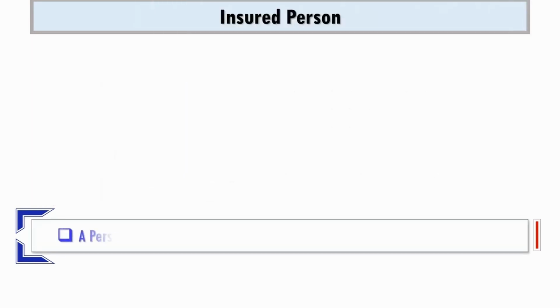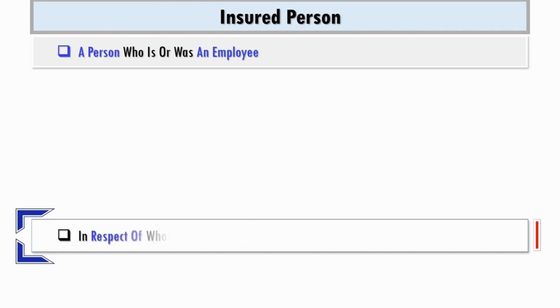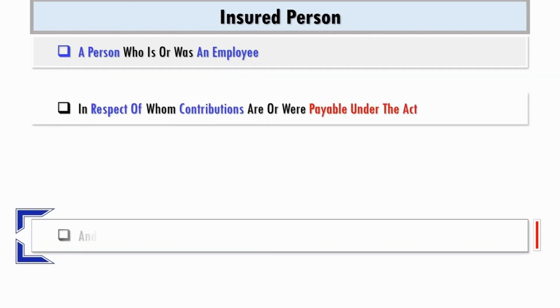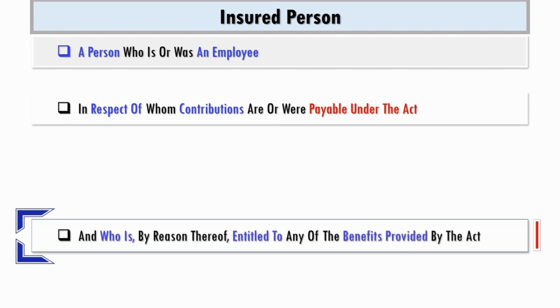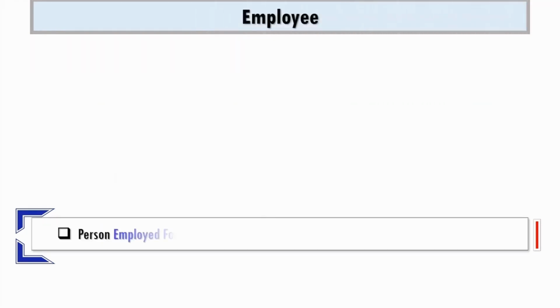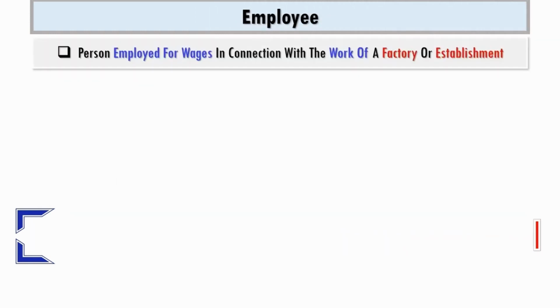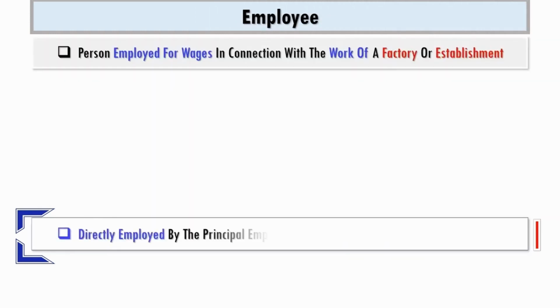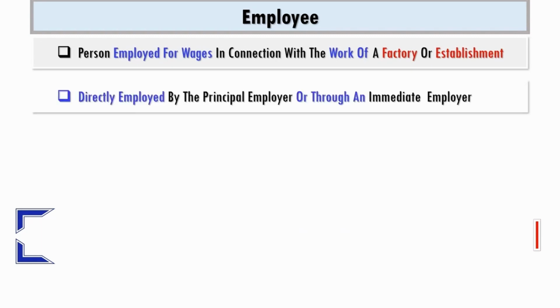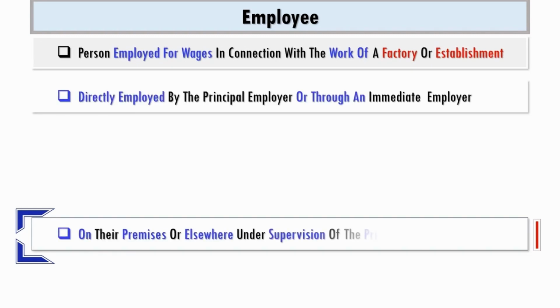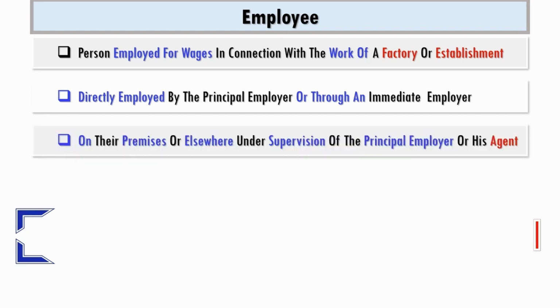An insured person is an employee. He contributes to the ESI fund, and for that reason he becomes eligible for benefits provided by the Act. Employee is a person employed in connection with the work of a factory or establishment. He may be employed by the principal employer directly, or he may be hired through an immediate employer, but he works on the premises or elsewhere under the supervision of the principal employer or his agent.